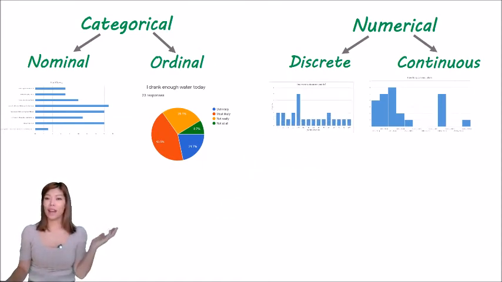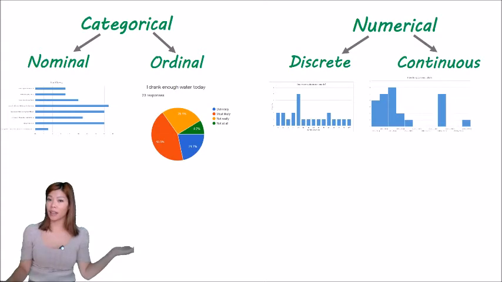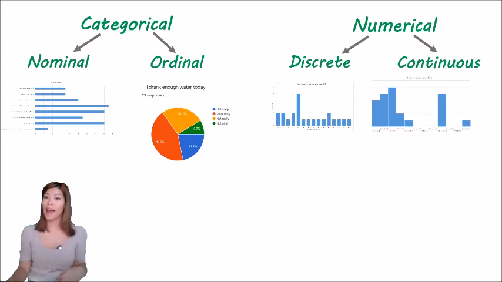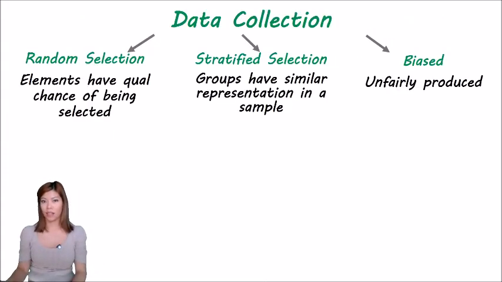So now that we've had a look at the different types of data that we can collect, we're going to look at how we collect the data. So we can have random selections where elements have equal chance of being selected, or stratified selection where different groups are represented equally, and bias where it's not fair and my data is pretty much useless. Let's refer to the examples we did before and try to put them in these categories.